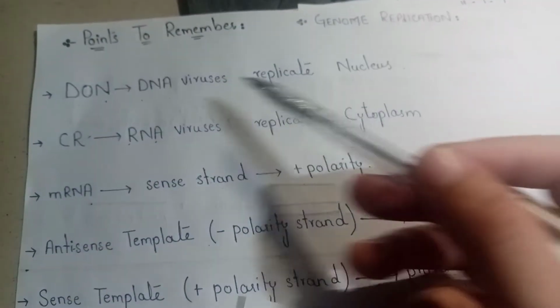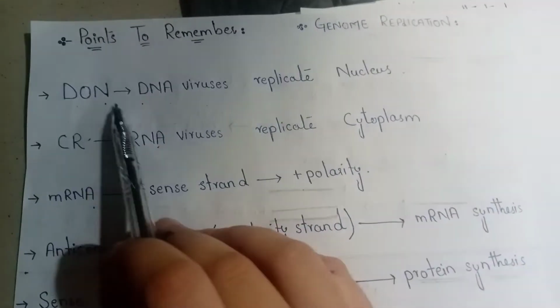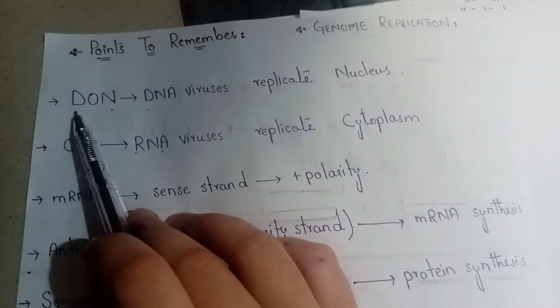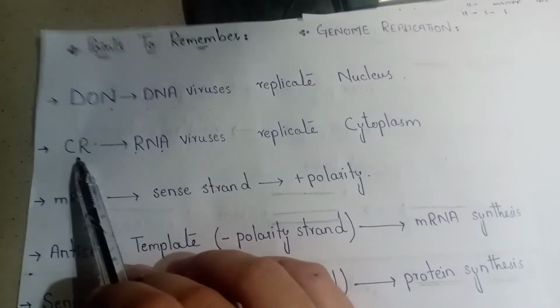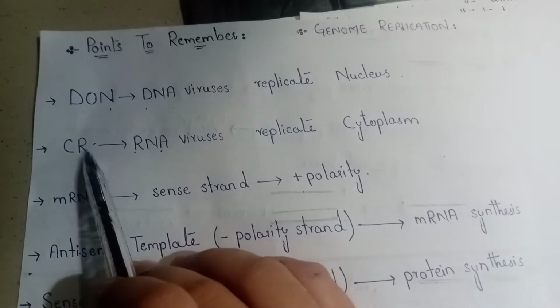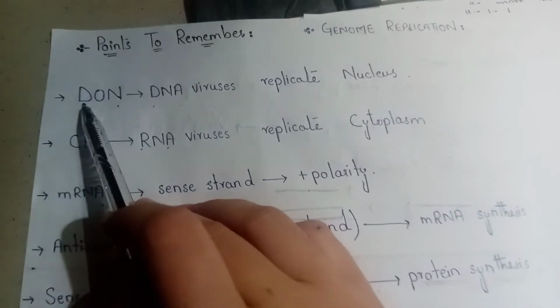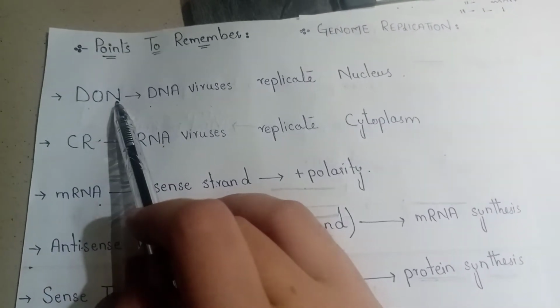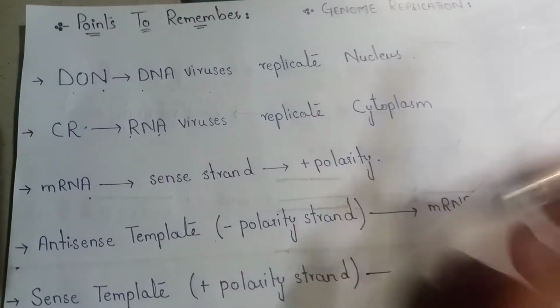In case you forget, in DON, D represents the DNA and N represents the nucleus, while in CR, C represents the cytoplasm and R represents the RNA. So RNA viruses replicate in the cytoplasm and DNA viruses replicate in the nucleus, right? Okay. Now, DNA viruses replicate in the nucleus.